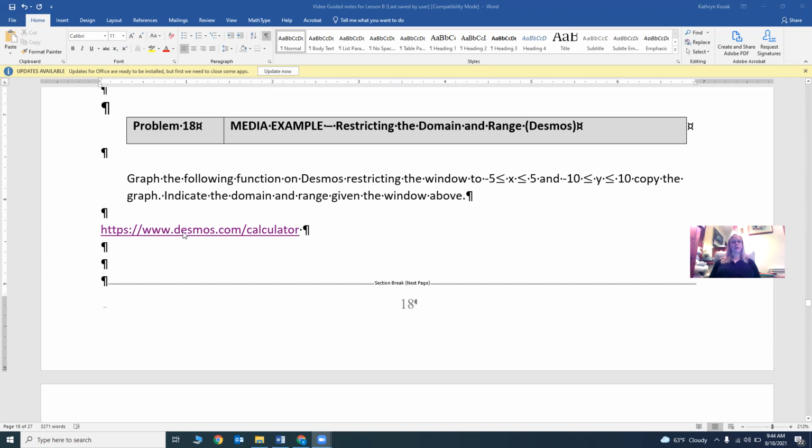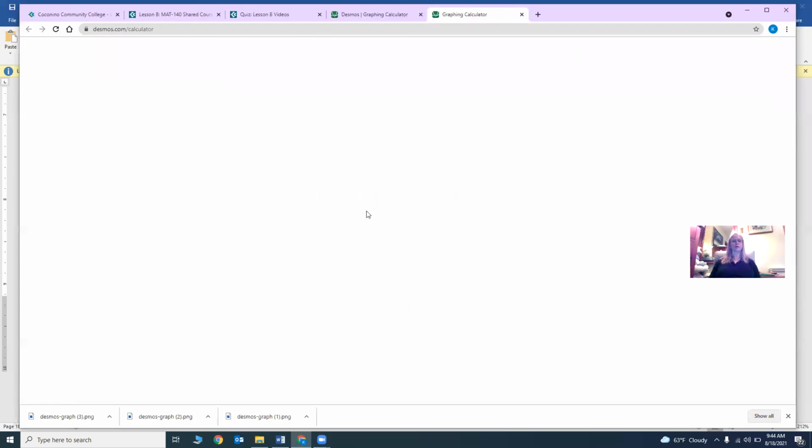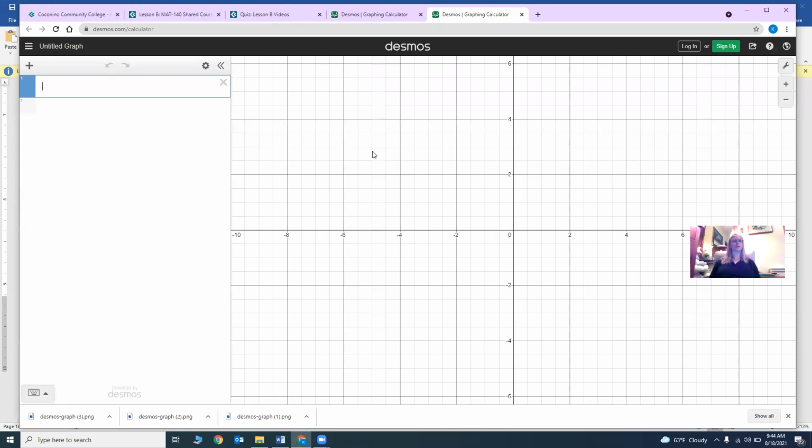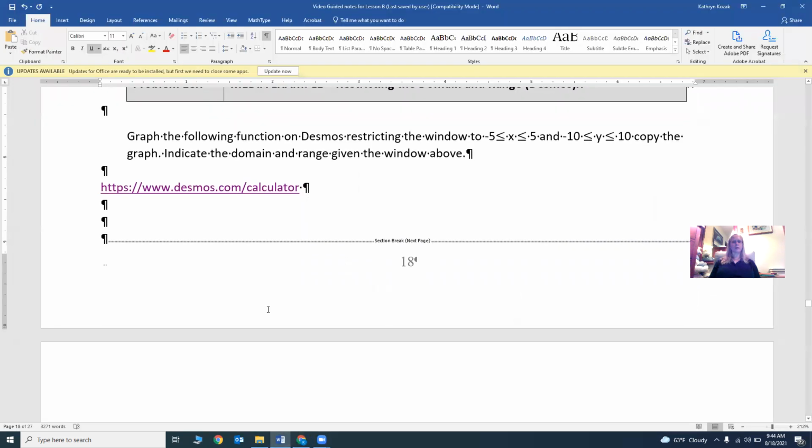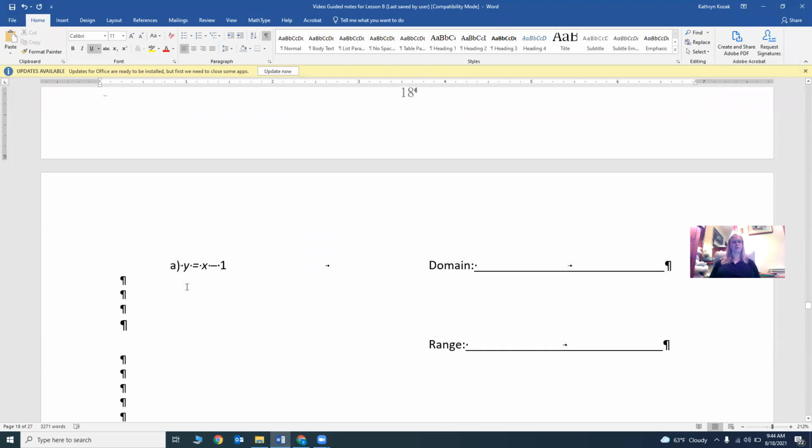So we're going to go ahead and go into Desmos. You can go to Desmos by just typing in desmos.com/calculator. You can also get there just by going into a Google search and searching for Desmos, and it will come up. It's one of the Google searches. Now, if we go back, we can find out what equation we want to graph. We want to graph the equation y equals x minus 1.